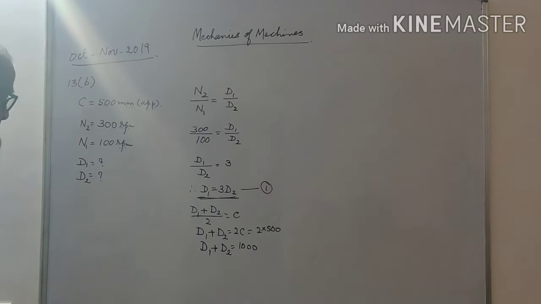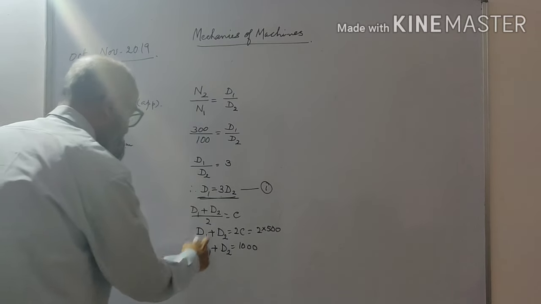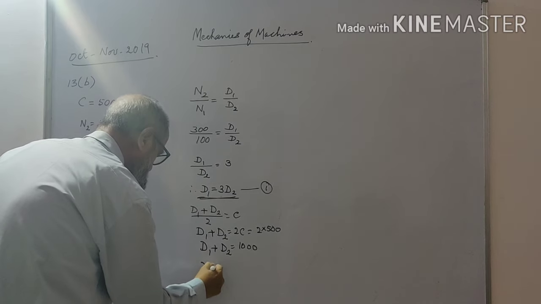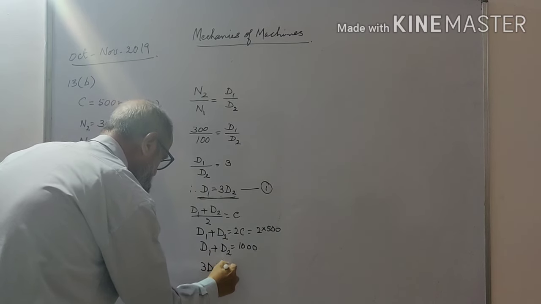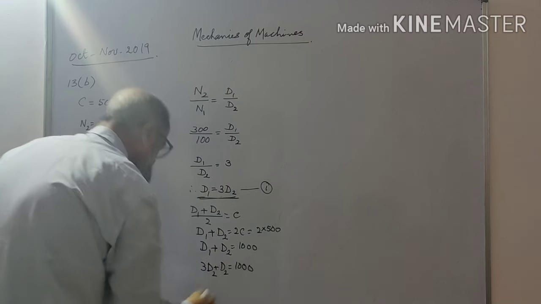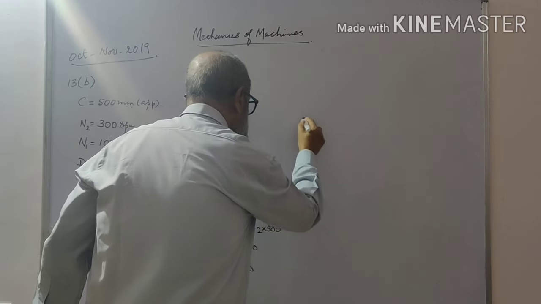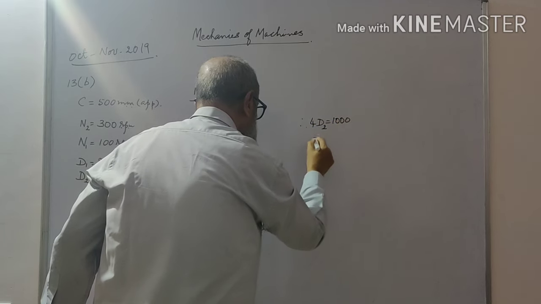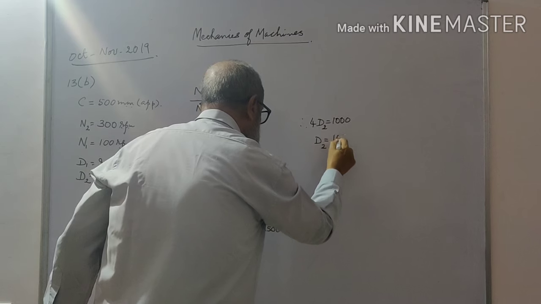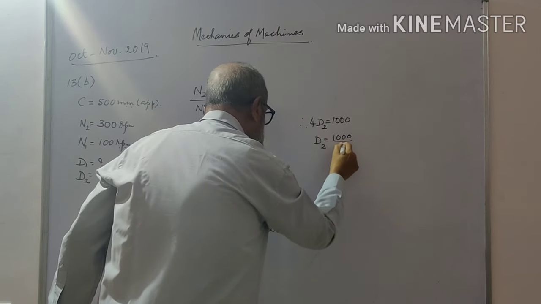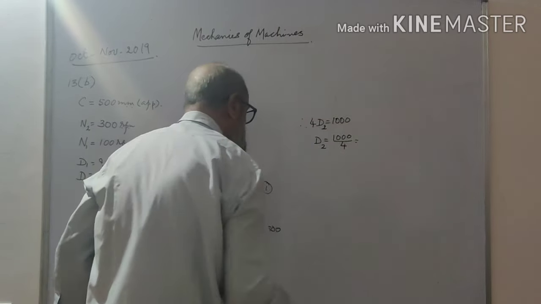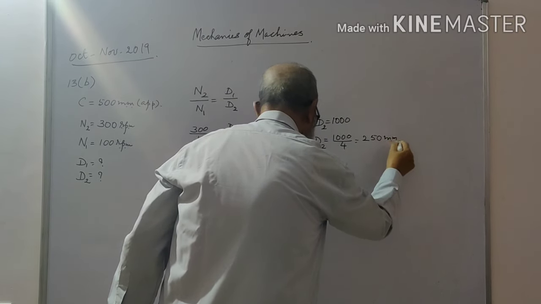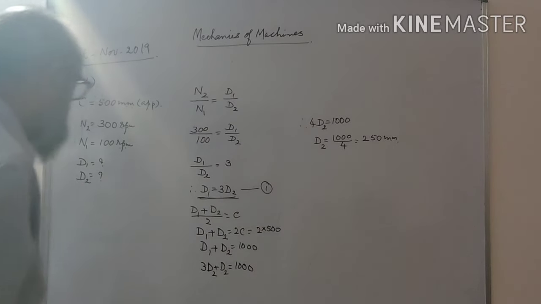So instead of D1, you substitute this 3D2 here. 3D2 plus D2 is equal to 1000. Therefore, 3D2 plus D2 is 4D2, which is 1000 mm. So D2 will be equal to 1000 divided by 4, that is 250 mm. Diameter of one wheel will be 250 mm.